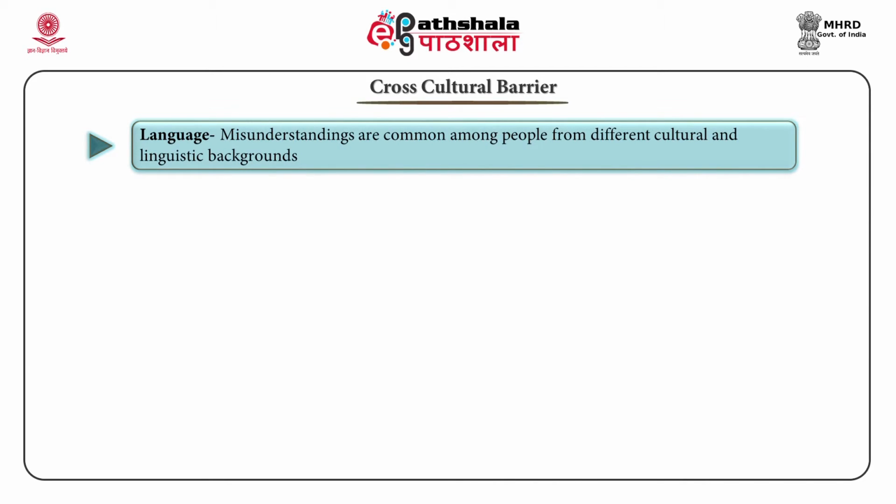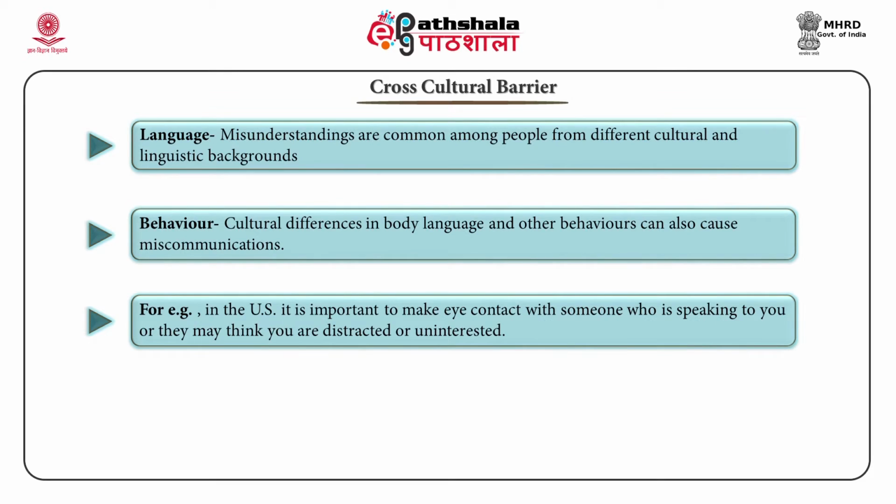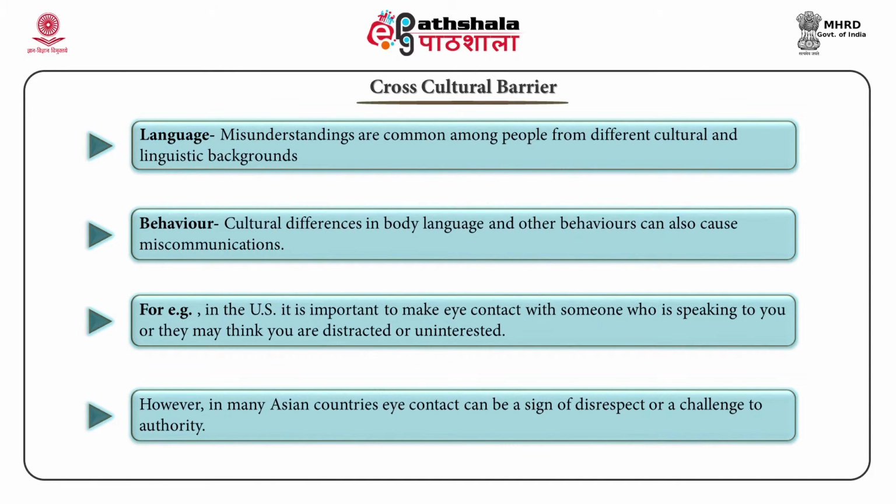Language is a reflection of culture, and different cultures have very different ways of assigning meaning to words. Next cross-cultural barrier is behavior. Cultural differences in body language and other behaviors can also cause miscommunications. For example, in the USA, it is important to make eye contact with someone who is speaking to you, or they may think you are distracted or uninterested. However, in many Asian countries, eye contact can be seen as a sign of disrespect or a challenge to authority.